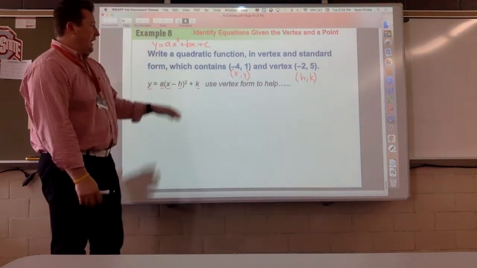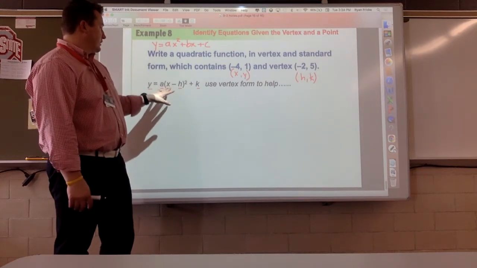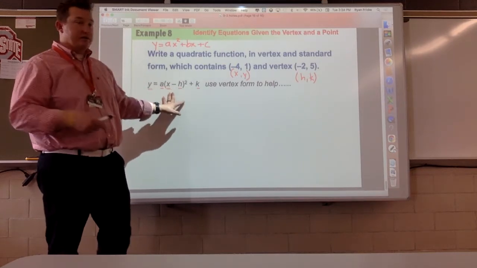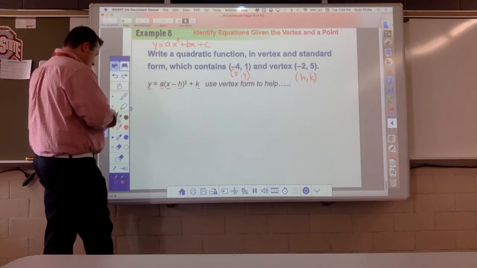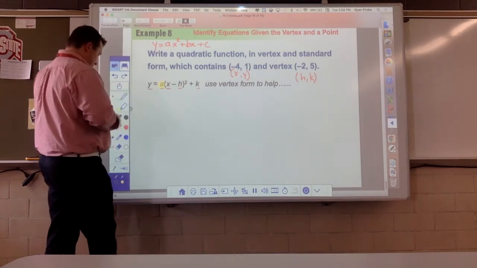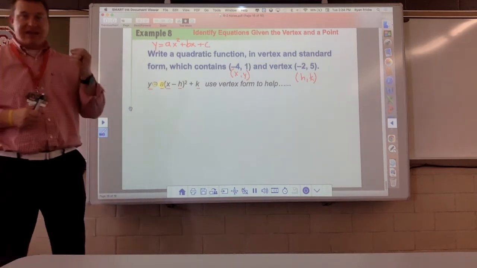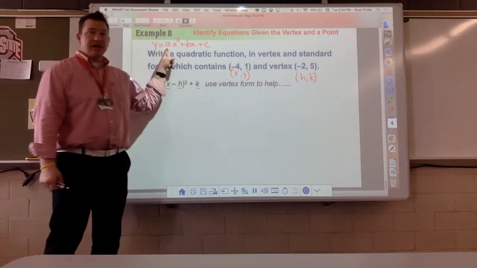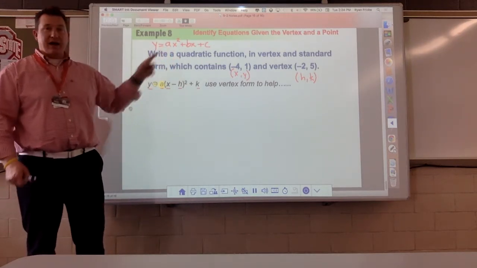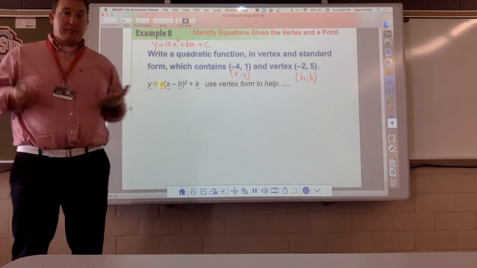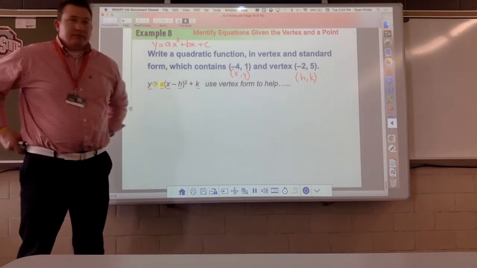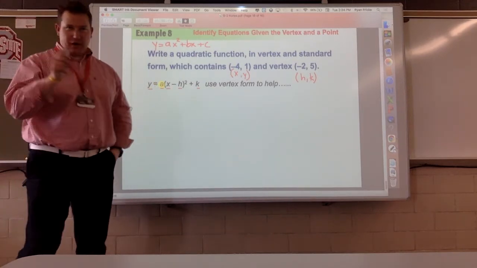Okay? In order for me to write this in vertex or in standard form, I need to know what this dude right here is. I need that number. Right? That's my a value, right? That's my leading coefficient, right, for my quadratic function. I need that number. Well, good news. We will find this very quickly.